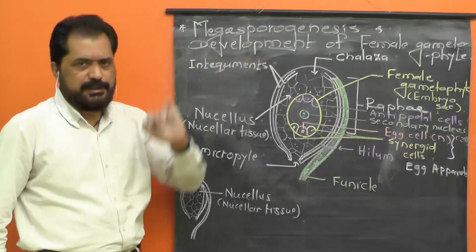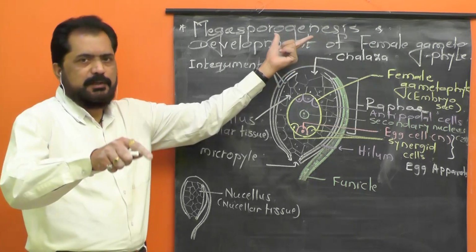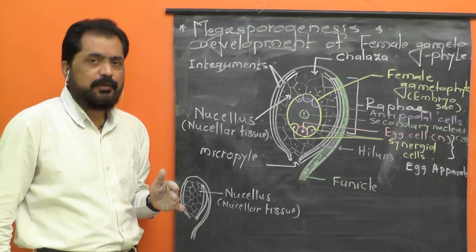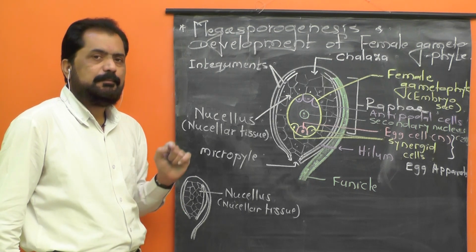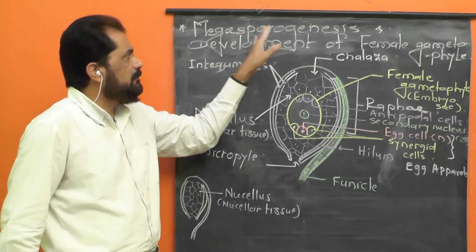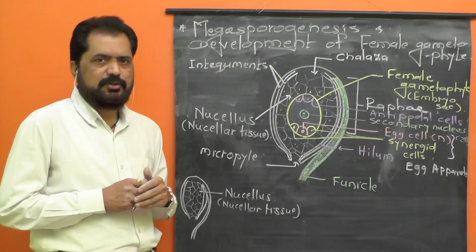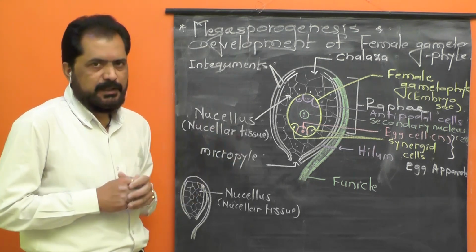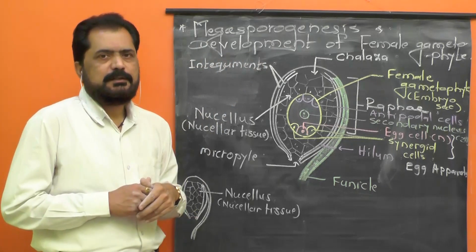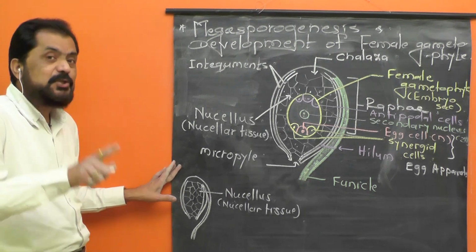And here is megasporogenesis. Megasporo stands for megaspore and genesis stands for formation: formation of megaspore. The process of formation of megaspore from megaspore mother cell is known as megasporogenesis. So first of all, we can say very simply, megasporogenesis is the process of formation of megaspore from megaspore mother cell. And then we have to study the mechanism of development of the female gametophyte. Look, listen. Here I have drawn a small diagram showing an immature anatropous ovule.